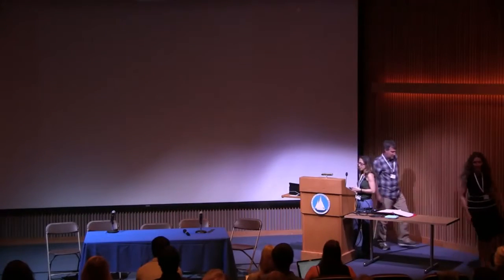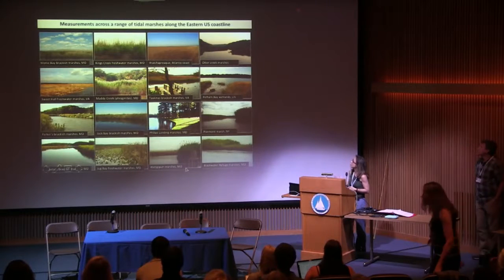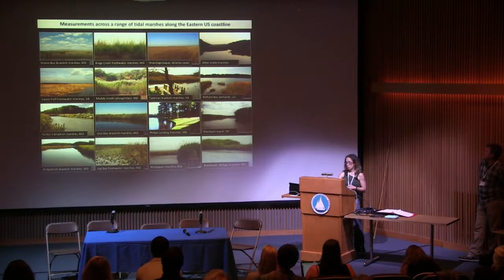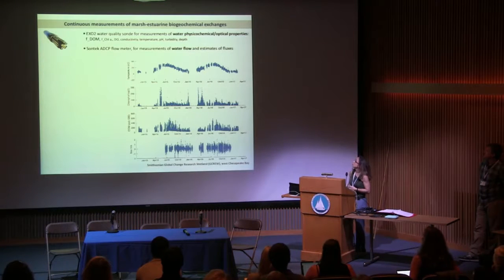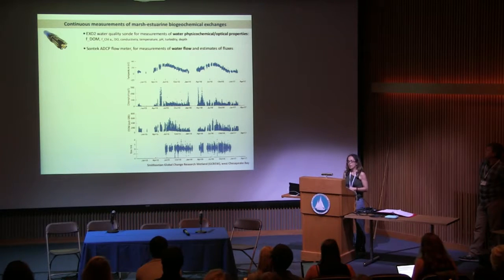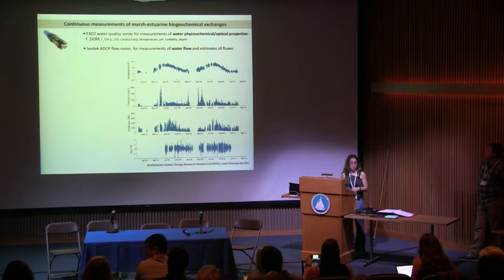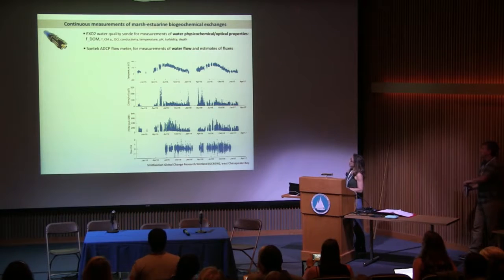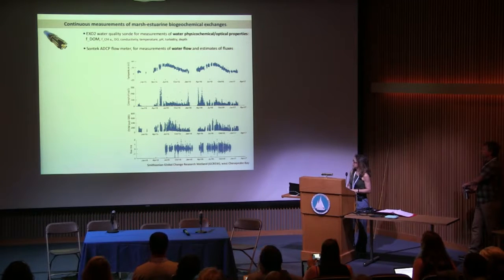And results are based on measurements we had across a range of tidal marshes, freshwater, brackish, salt marshes, mainly along the eastern U.S. coastline. So continuous measurements are critical for understanding variability in marsh-estuary biogeochemical exchanges. So we use an EXO2 water quality sonde for continuous measurements of water physicochemical and optical properties, such as CDOM fluorescence.